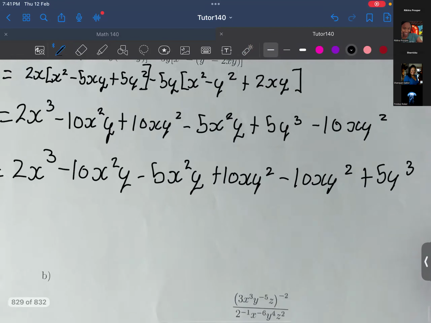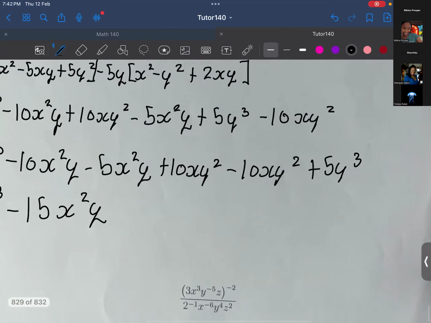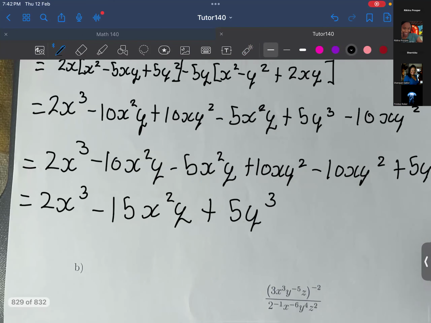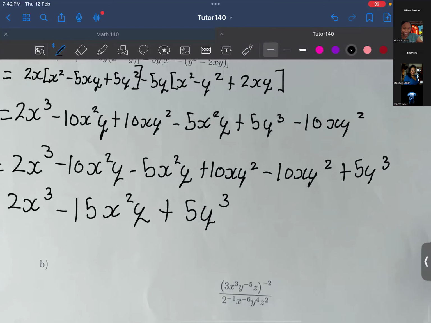Okay, so now let's simplify. So that's equal to 2x cubed minus 15 x squared y. This would be 0. 10xy squared minus 10xy squared is 0. Plus 5y cubed. So the answer is 2x cubed minus 15x squared y plus 5y cubed.